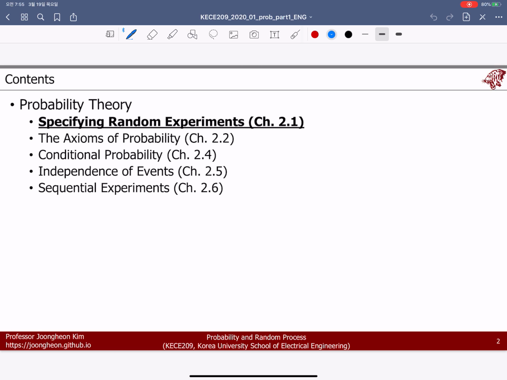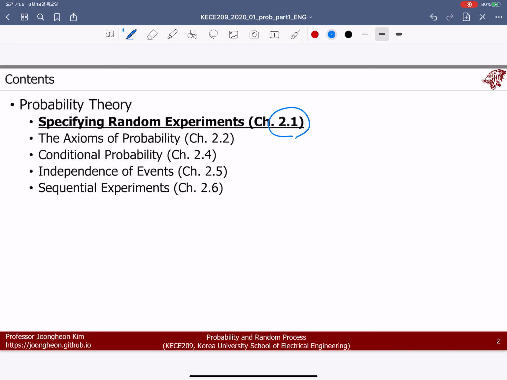Here in chapter 2, we're gonna study probability theory. First of all, we want to understand how to specify random experiments. Then in chapter 2.2, we would like to cover the axioms of probability, and then the conditional probability. After that, we want to study the independence of events, and lastly, we want to see sequential experiments.